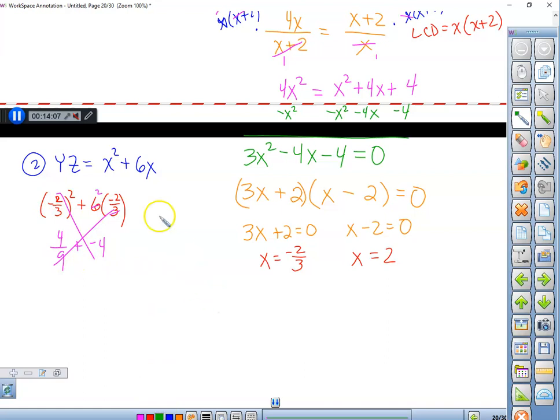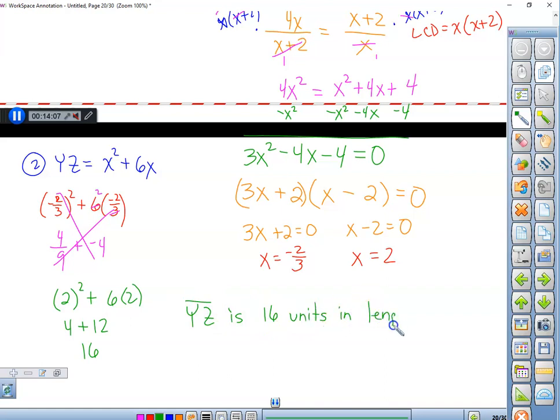Sometimes the negatives do. And if x is 2, then I have 2 squared plus 6 times 2. And that's 4 plus 12, which is positive 16. And so this is going to be my unit measurement for YZ. So line segment YZ is 16 units in length. And there's our conclusion to finish this type of problem.